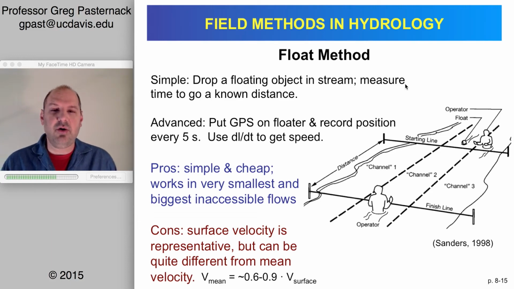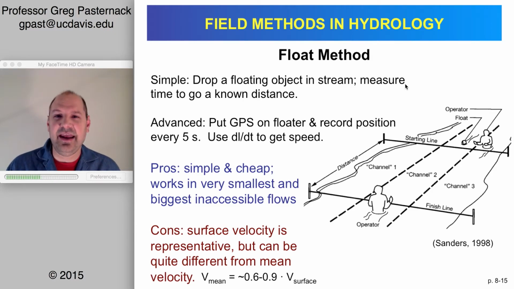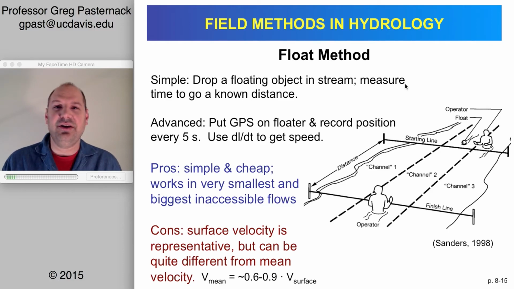So we really don't have a good handle on how to correct for that if you want to get mean velocity using the float method. But I still feel like, if you're in water that's extremely shallow and you can't get a velocity sensor in, the float method is it. On the other hand, if you're in a really big flood and you can't get in, or you're near the mouth of the Amazon somehow, you need a velocity measurement, the float method is what you're going to use.